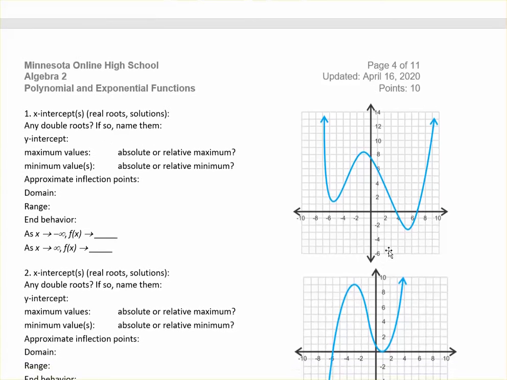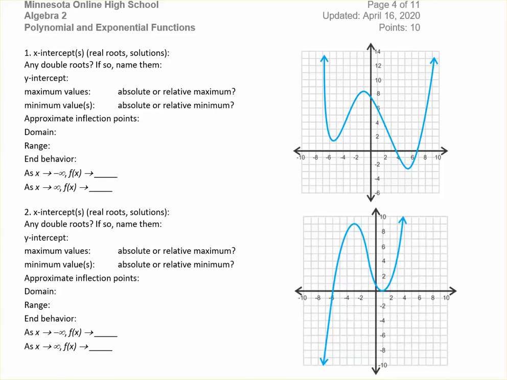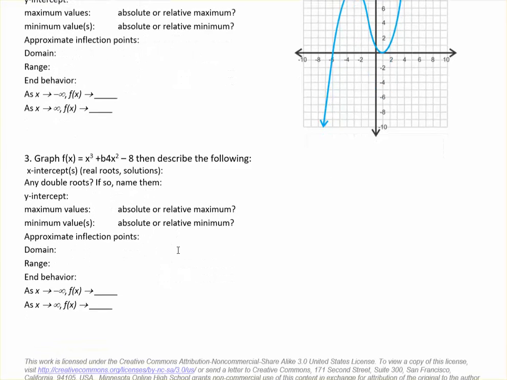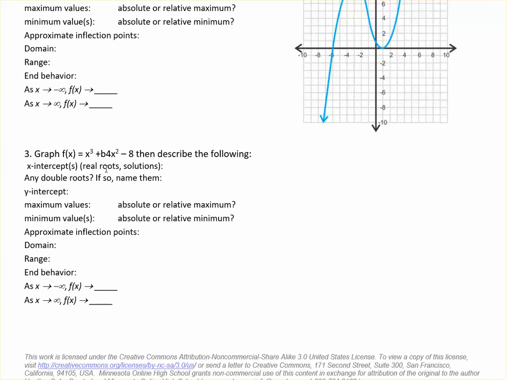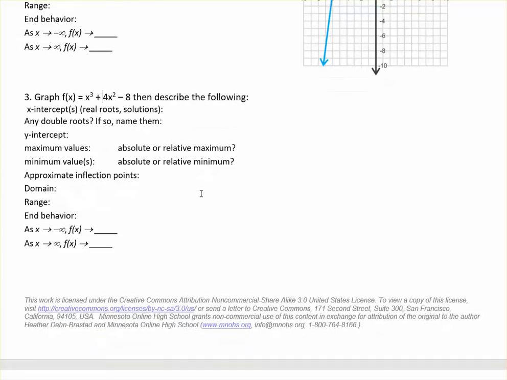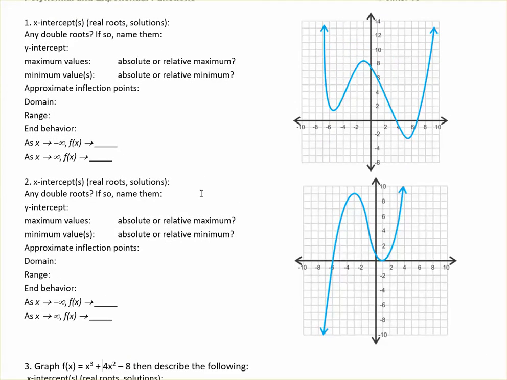And so what you're going to do is for 1 and 2, you're going to answer all the questions you can about the two different graphs here. And then in number 3, you're going to graph, there's an extra number there. You're going to graph x to the third plus 4x squared minus 8. You can use Desmos to do that, and then answer all those questions about maximum and minimum, domain and range, and so on.